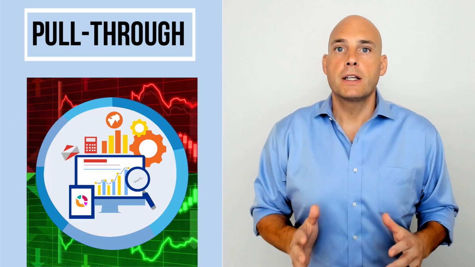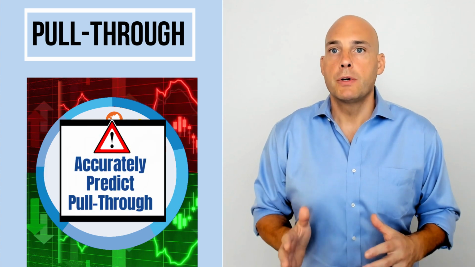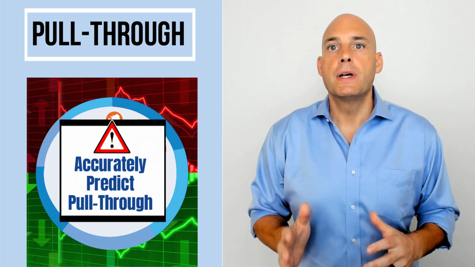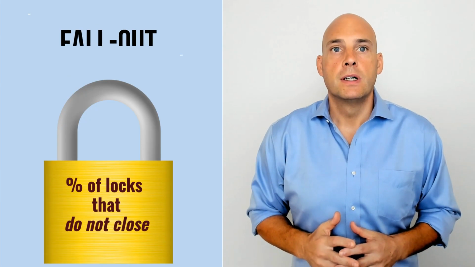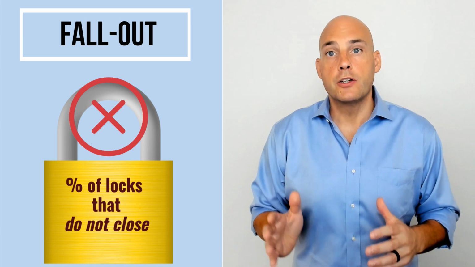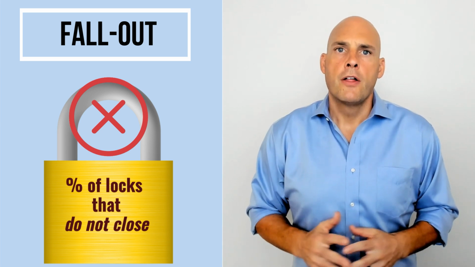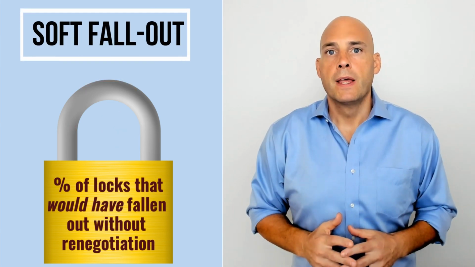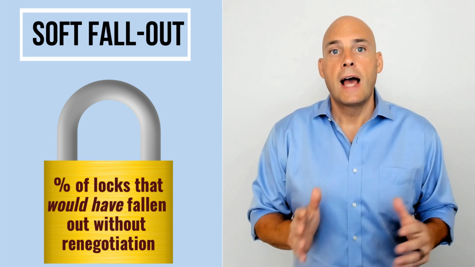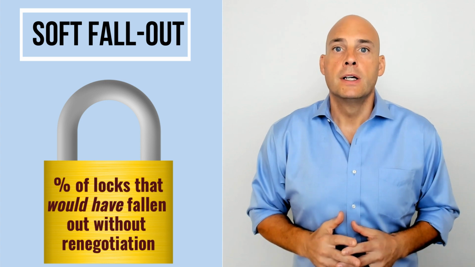The primary objective of hedge models is to accurately predict pull-through in different interest rate environments, because this has the single biggest impact on hedge effectiveness. Fallout is the inverse of pull-through and refers to the percentage of locks that do not proceed to closing. There's also something called soft fallout. Soft fallout refers to the percentage of loans that would have fallen out had a renegotiation not been offered.